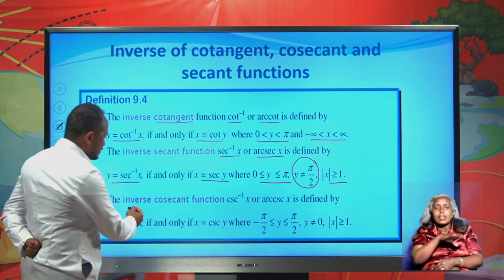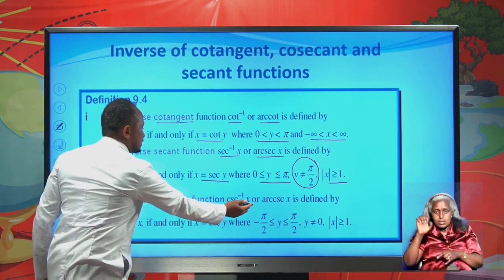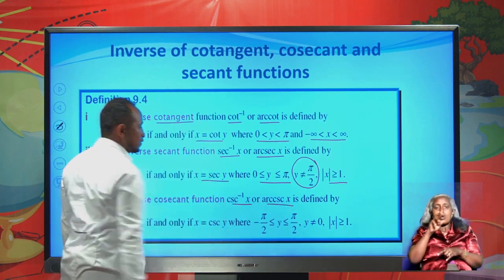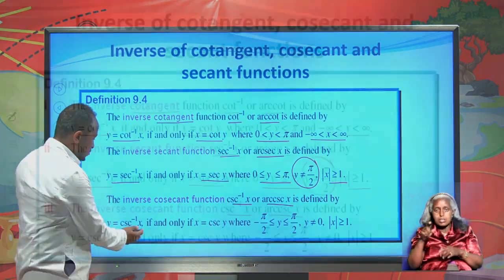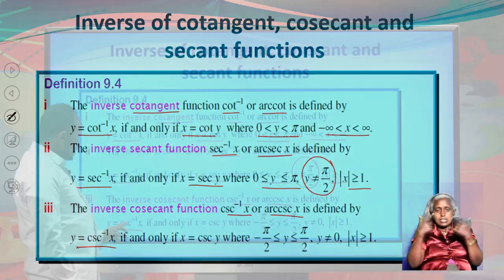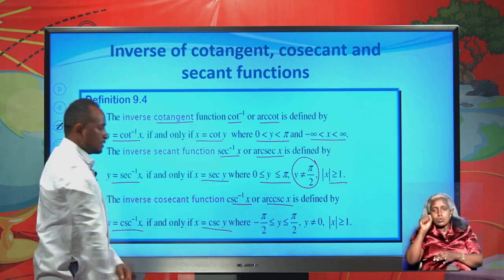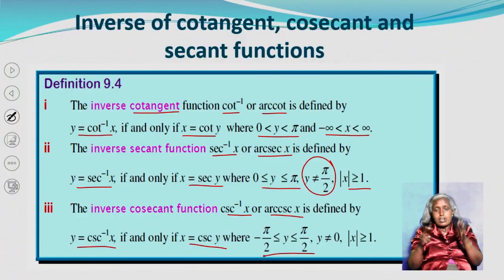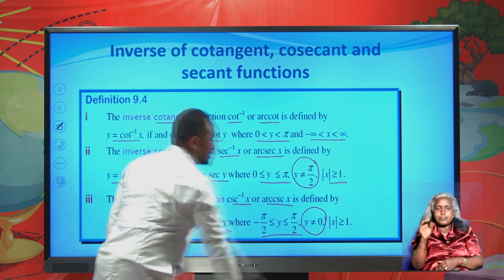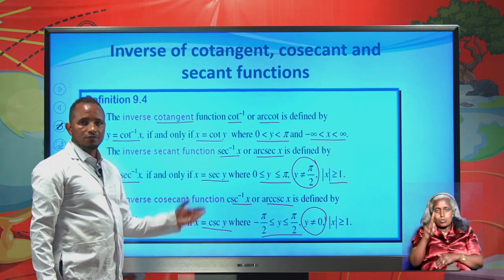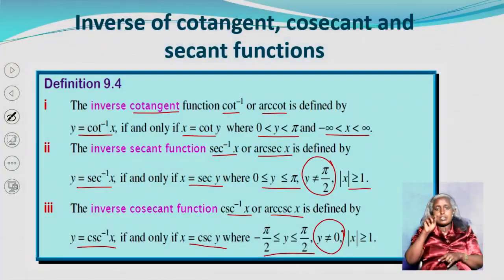And the inverse of the cosecant function is written in this form, cosec inverse of x, or arc cosec x, and it's defined by y is equal to cosec inverse x. This happens if and only if cosec y gives you x, and its range is on the interval from negative pi over 2 to pi over 2, including pi over 2 and negative pi over 2, and without including 0. Its domain is the absolute value of x greater than or equal to 1. So this is the definition of inverse trigonometric functions.